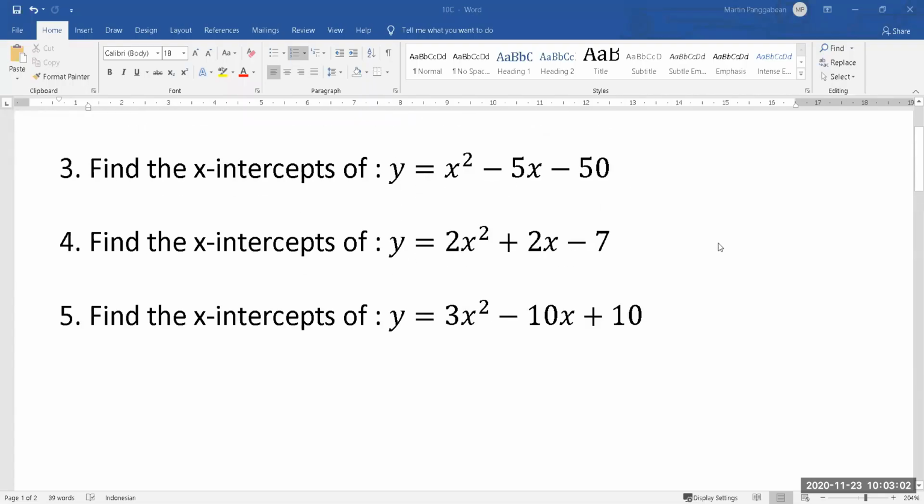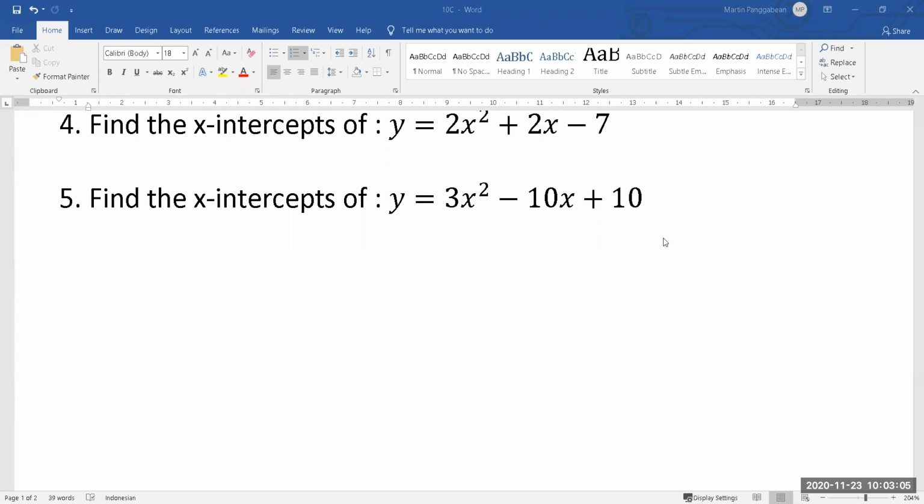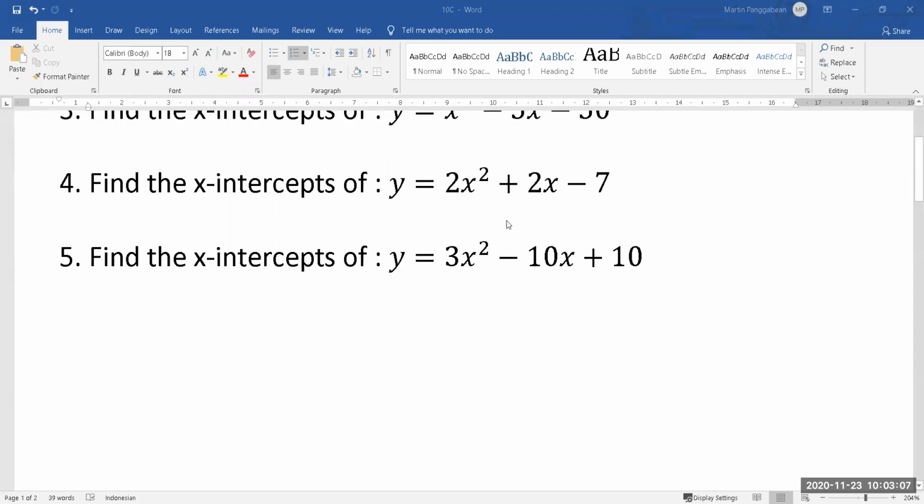For imaginary numbers, okay. If you still have your notes about the last practice, this one, number 4. Before I go to the imaginary numbers, I have told you that I will explain proving that x1 plus x2 equals negative b over a, and x1 times x2 equals c over a. So let's see number 4 first.